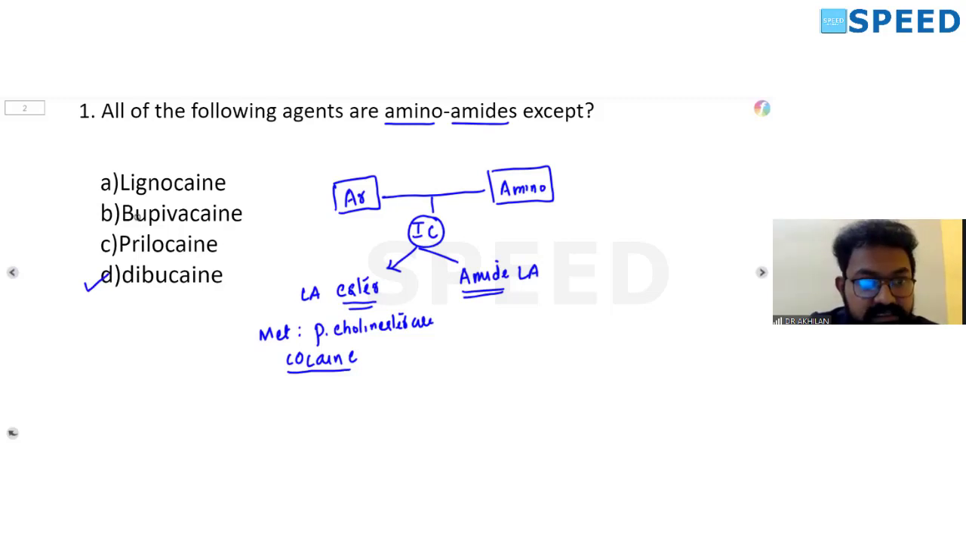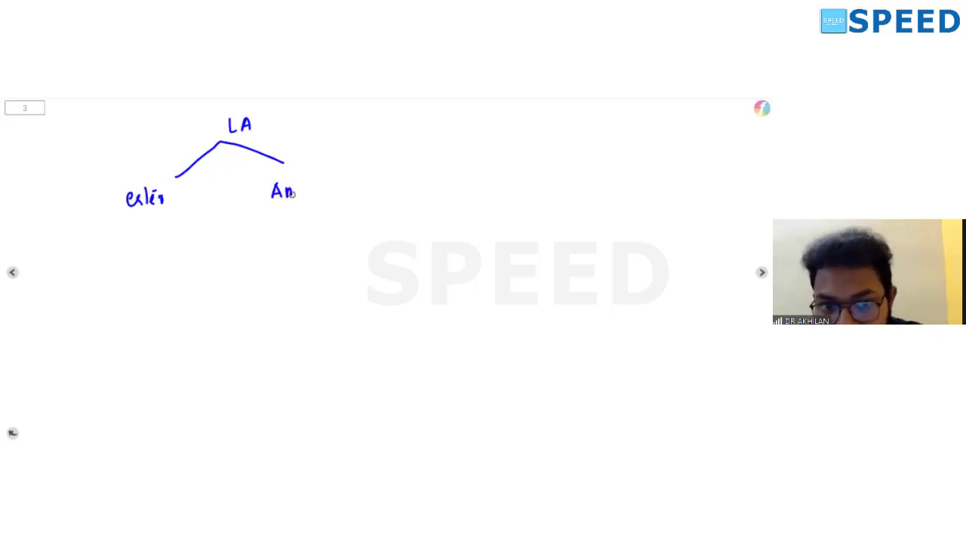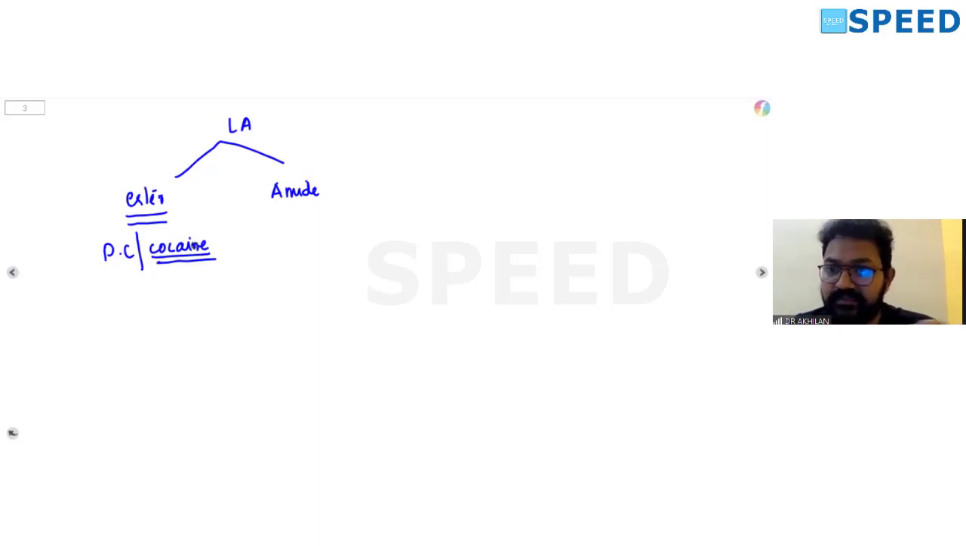I'll take a new page for writing this down. Once again, your local anesthetic agents are classified into two: ester local anesthetic agents and amide local anesthetic agents. And what did I say? All ester local anesthetic agents are metabolized by pseudocholinesterase enzyme, or plasma cholinesterase enzyme, and the exception is cocaine. You should remember a few points about cocaine. First, it is an ester local anesthetic agent which is not metabolized by pseudocholinesterase enzyme.